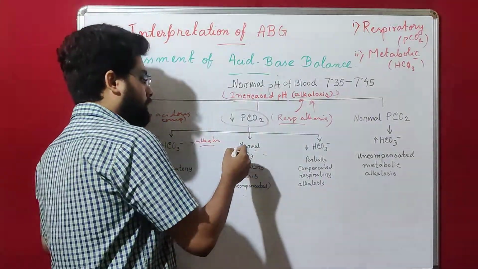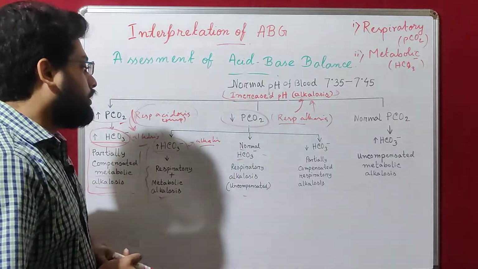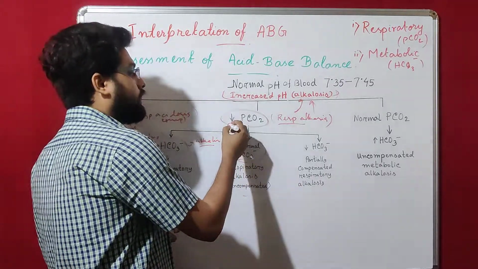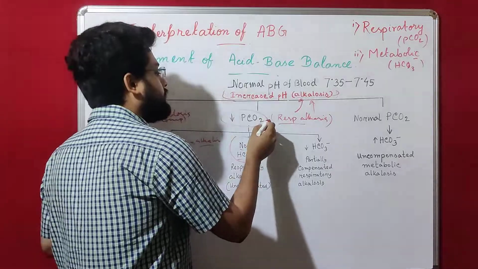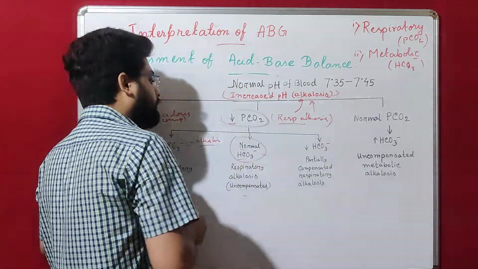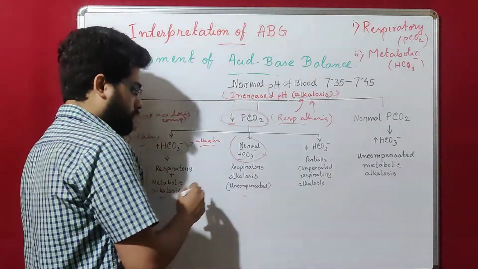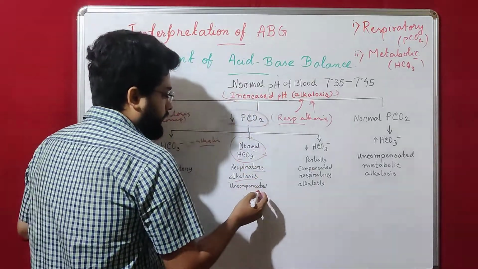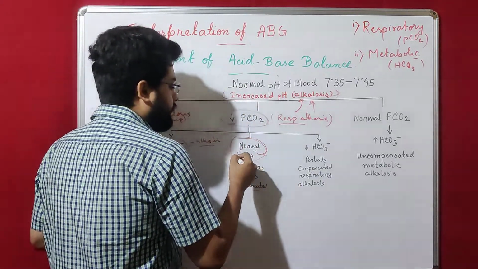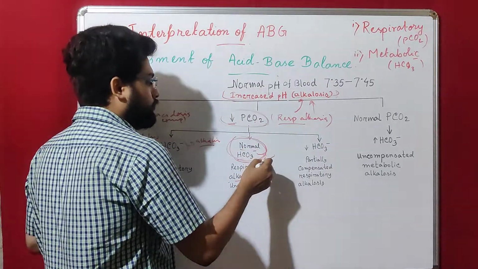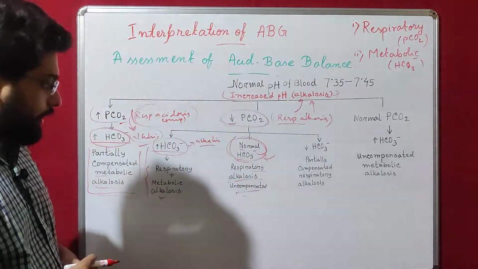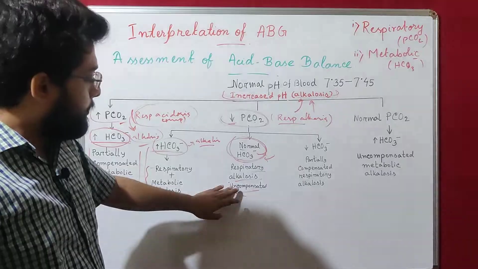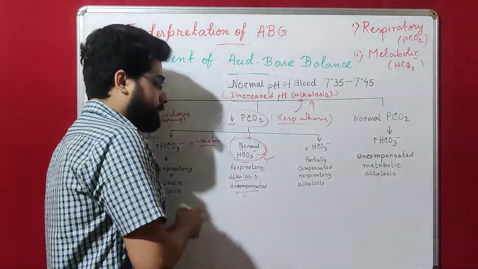The next scenario, normal bicarbonate ion. That means there is no change in the concentration of bicarbonate ion. So the only contributing factor to the alkalosis is PCO2, the decreased concentration of PCO2. So it is respiratory alkalosis, and it is uncompensated because there is no effort to compensate the respiratory alkalosis through the concentration of bicarbonate ion. There is no phenomenon of compensation seen. So this is uncompensated respiratory alkalosis.